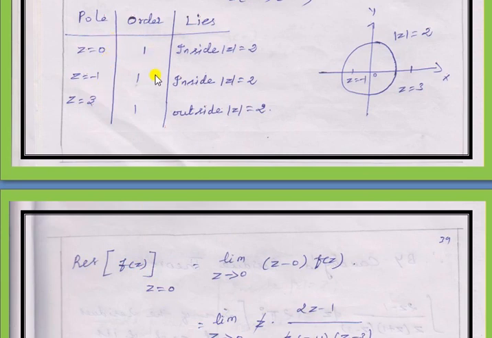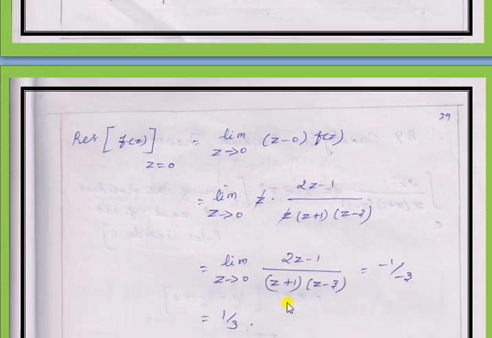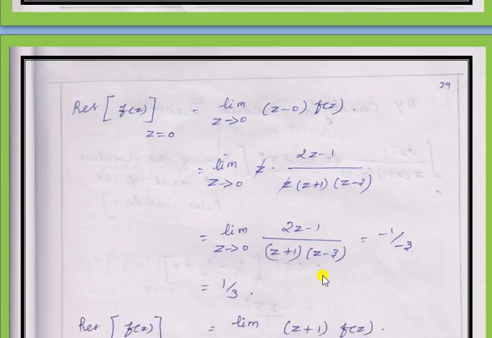Now, the residue of f of z at the point z equal to 0. Here all the poles are of order 1, so I am using the simple pole formula: limit as z tends to a, where a is 0 here, of (z minus a) into f of z. So z into f of z, where f of z is (2z minus 1) by z into (z plus 1) into (z minus 3). The z gets cancelled. In the remaining terms, I replace z with 0 and get (2 into 0 minus 1) by (0 plus 1)(0 minus 3). 1 into minus 3 is minus 3. Therefore, the residue of f of z at the pole z equal to 0 is 1 by 3.